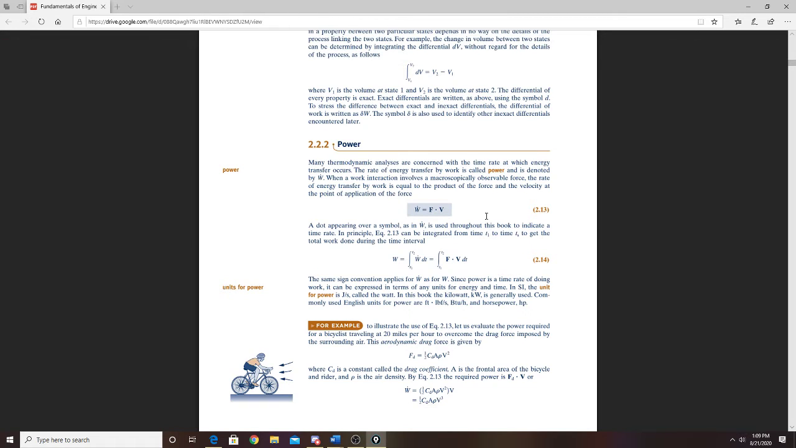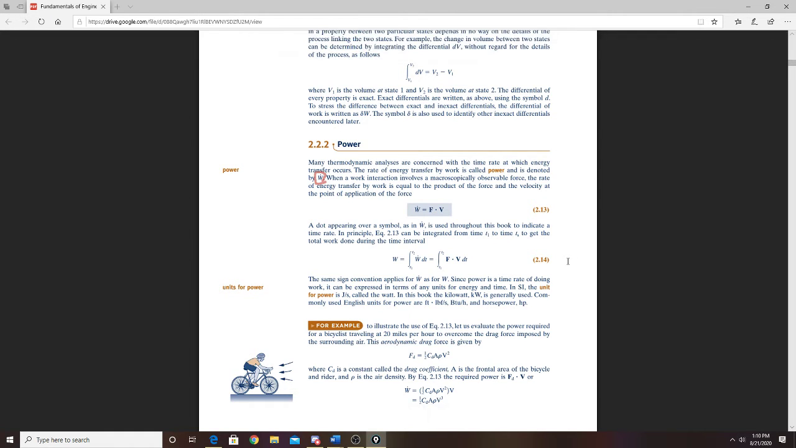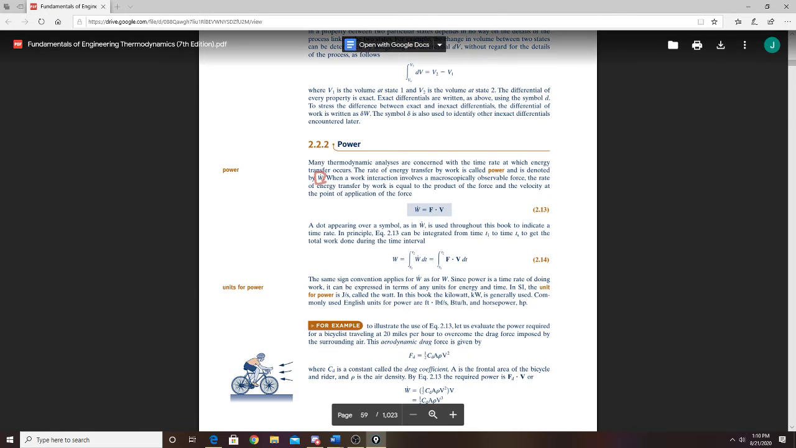So real quick, let's talk about power. It says many thermodynamic analyses are concerned with the time rate at which energy transfer occurs. The rate of energy transfer by work is called power, and is denoted by W dot. So W dot is power in this instance. And it says, when a work interaction involves a macroscopically observable force, the rate of energy transfer by work is equal to the product of the force and the velocity at the point of application of the force. So essentially it is F times V.